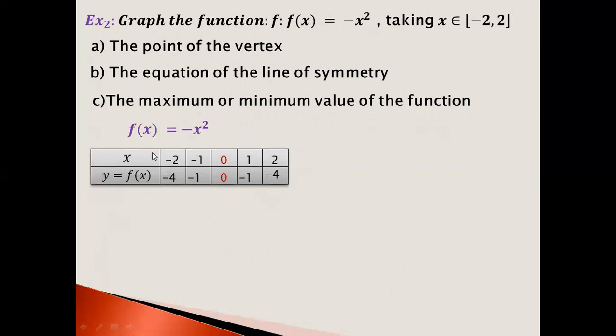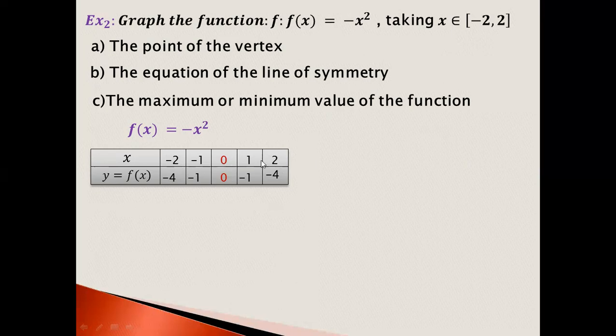At first, we need to make a table which contains the elements of the domain and the elements of the codomain. We can put the elements of the domain by using this interval. Its start, negative 2, is the first element in the interval. I will start from negative 2, and the last element in the interval is 2. Here I will write 2, and these are the elements between negative 2 and 2.